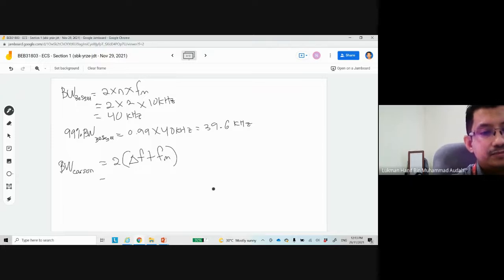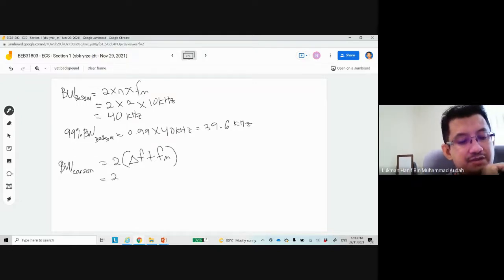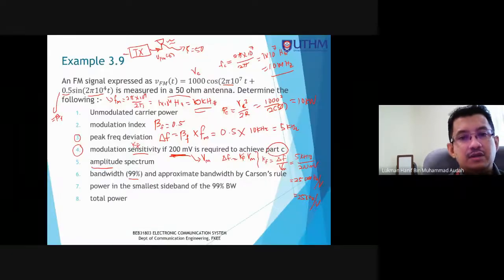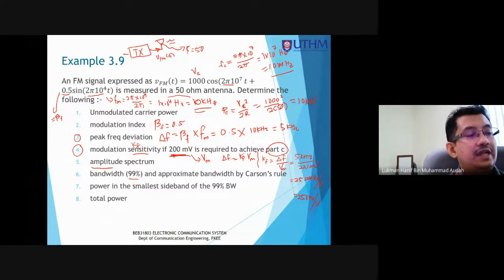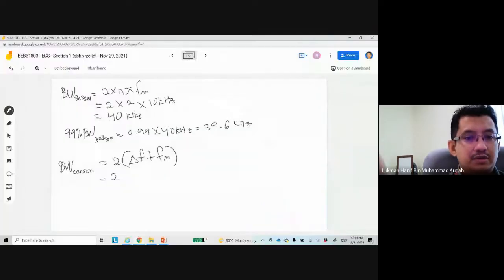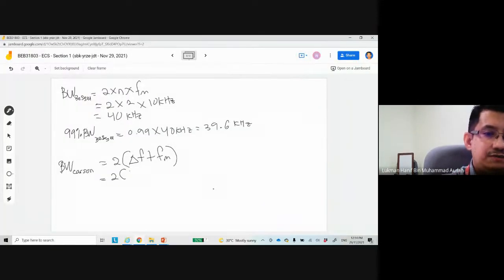This is in the slide. So 2 times how much is delta F? Delta F we already found from the previous questions. If you see from here, delta F is equal to 5 kilohertz and FM is equal to 10 kilohertz. Okay, 5K and 10K. So I go back to this. So this is actually equal to 5 kilohertz plus 10 kilohertz. So 15 times 2 we get 30.